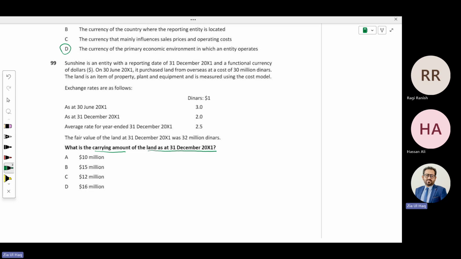Exchange rate at 30th June is 3. So 30 million divided by 3, that will be 10 million. And at 31st December, it will remain the same because there is no information about depreciation. Otherwise, we need to deduct depreciation to find the carrying amount. This should not be retranslated at reporting date because it's a non-monetary asset.